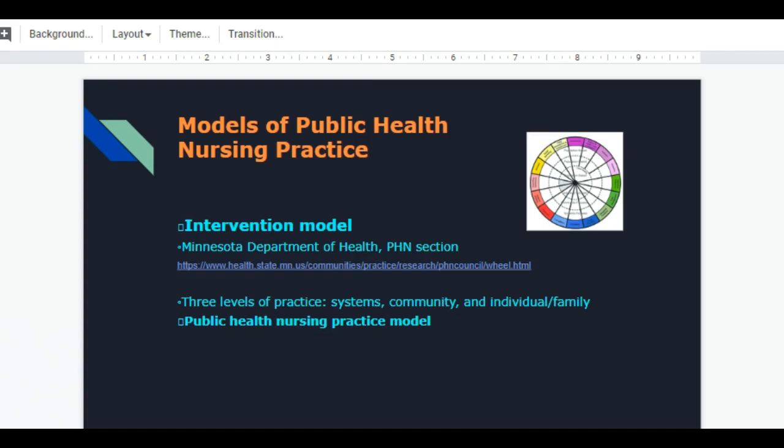There are other models. Another model is the public health nursing practice model from the Los Angeles County Department of Health. But for purposes of this course, I would just stick to the one intervention model. Get to know it. It will be tested upon. We'll talk about it in class. It's something that would be nice to incorporate into your final projects for public health.